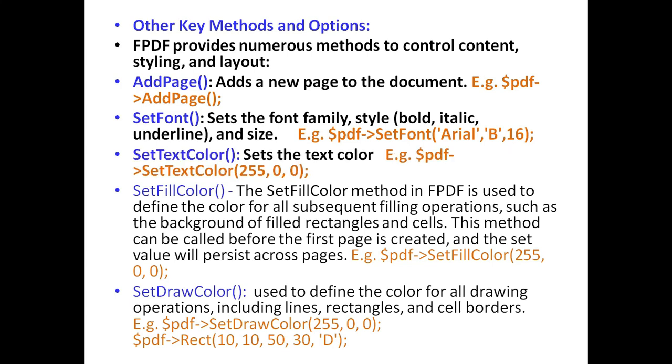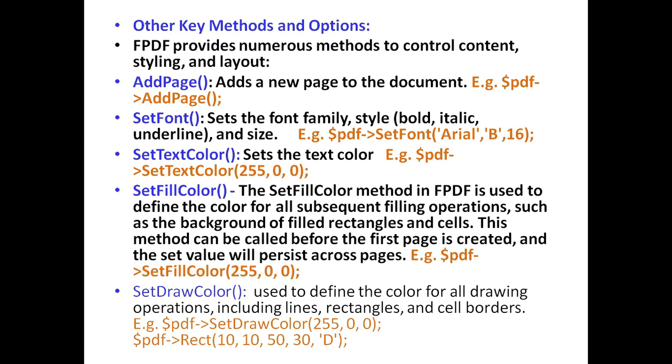Then SetTextColor, which sets the text color. For example, $pdf->SetTextColor. Here we will give RGB values for setting the color. Then SetFillColor. This method is used to define the color of all subsequent filling operations, such as the background of filled rectangles or cells. This method can be called before the first page is created and the values persist across pages. For example, $pdf->SetFillColor and RGB values for the color.